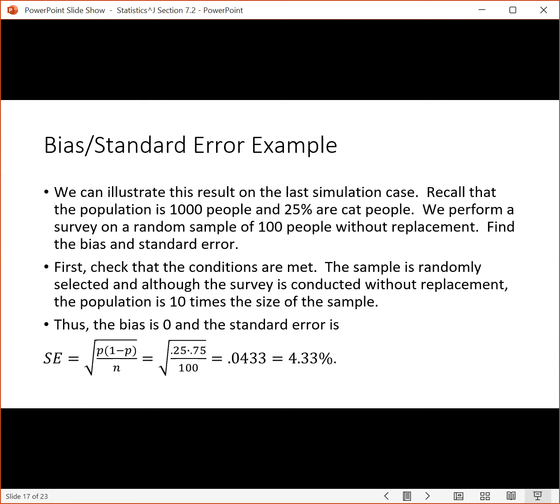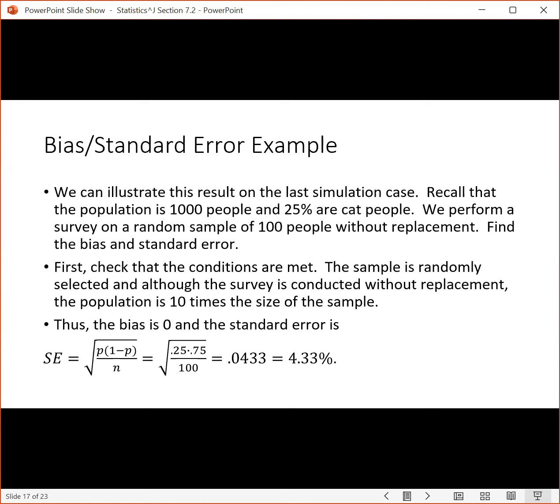We can illustrate this result by looking at the last simulation case. This time we're not running a simulation. We're not actually doing this 10,000 times. Instead, we're going to rely upon the results on the previous page. Recall the population has 1,000 people, 25% are cat people. We perform a survey on a random sample of 100 people without replacement, and they're asking us to find the bias and standard error.